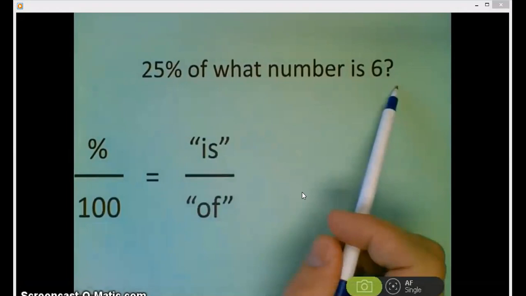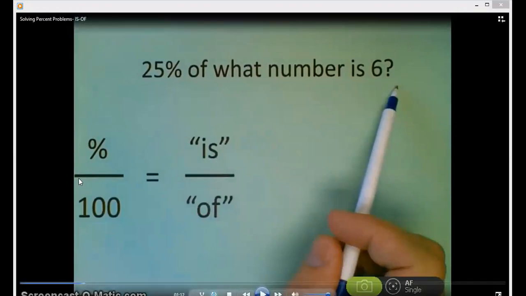We have to classify the word percent. Where is the number? Ask yourself, where is the number before it? 100, this is standard. Where is the number after the word is? And where is the number after the word of? What if you don't have the number after the word of or the word is? Then you denote it by the letter X, which is the unknown variable.